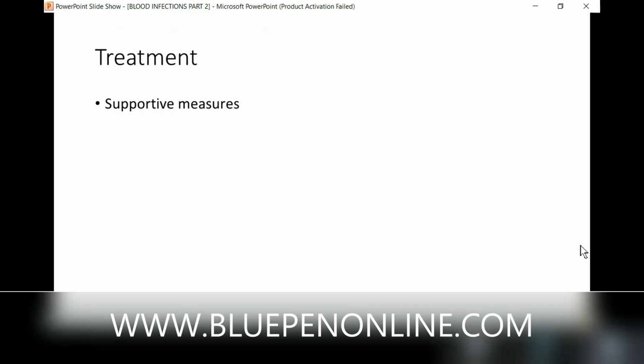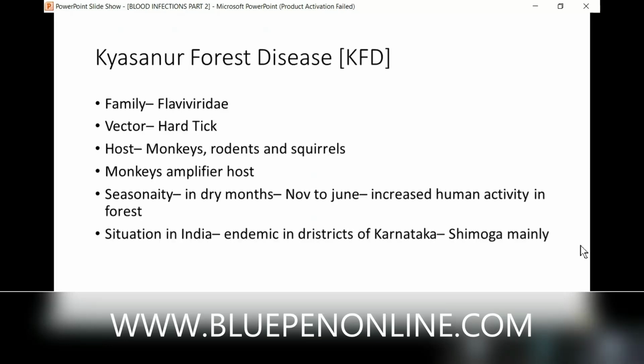For the treatment, again, there's only supportive treatment. For the joint pains, you give aspirin, dolo, and other medications for supportive care. For fever control, you give dolo, nothing else. The next is Kashmir forest disease.